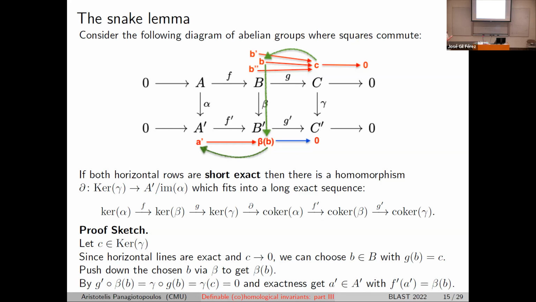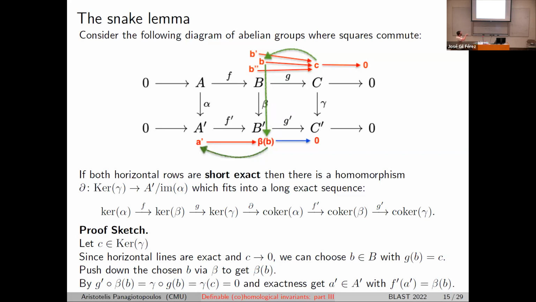So this map here, I started from C and I managed to reach some A prime. This map, of course, I had to make a choice here, and this choice somehow doesn't allow me to say that the map from the kernel to A prime is a homomorphism. But when I mod out by the image of alpha, it turns out that it is a homomorphism, and this needs a little bit of checking to do.